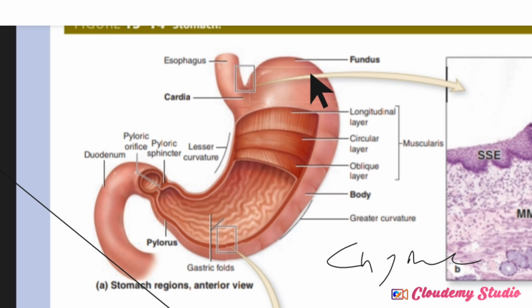You understand? And we have the fundus here. So this is the cardia, this is the fundus. You understand? Now, let us proceed.